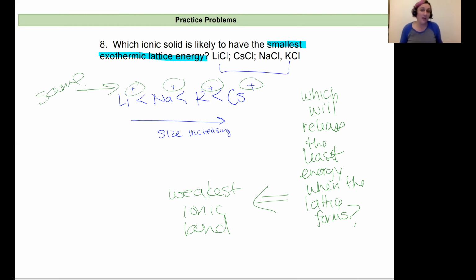These are all +1 ions. Now, if one was a +3 and one was a +2 and one was a +1, I'd say that +1 is going to be the weakest. But because these are all the same charge, I'm going to say the largest is the weakest. So I'm going to go ahead and say that my cesium chloride is going to have the weakest bond, or the least energy released as the lattice forms, so the smallest exothermic lattice energy.